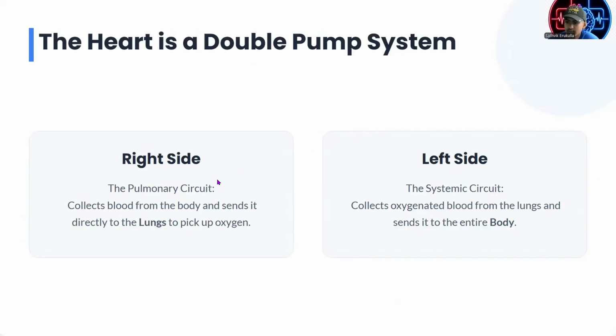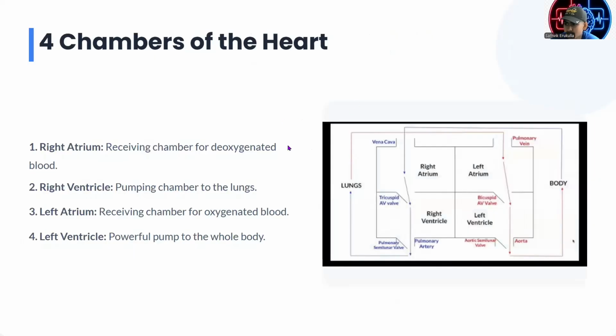So the right side collects blood from the body and sends it to the lungs, while the left side collects the oxygenated blood from the lungs and sends it to the body. Like in our very first video, we talked about the heart. The heart has four chambers: the right atrium, the right ventricle, the left atrium, the left ventricle, and each chamber has a specific role in moving blood in the correct direction.